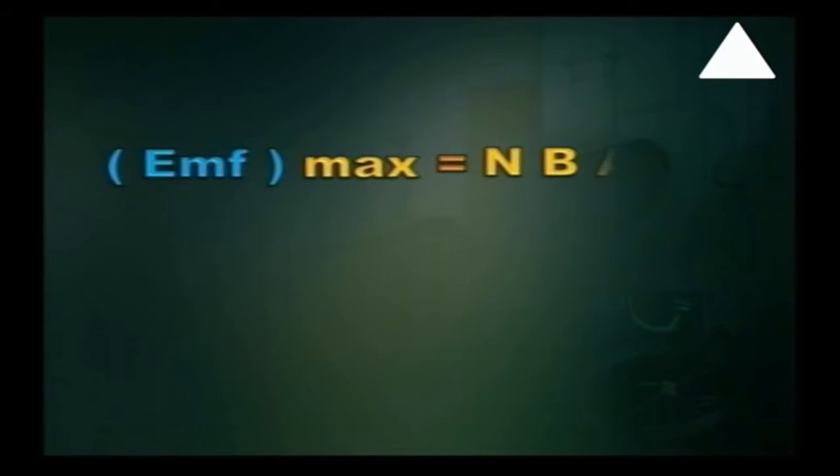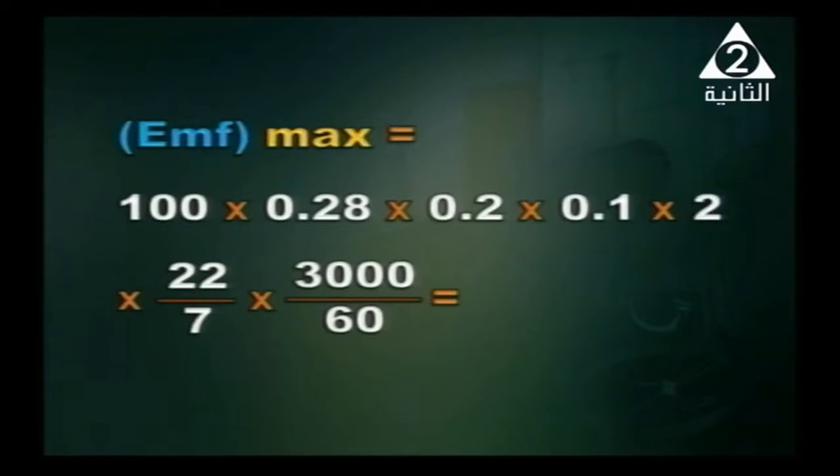EMF maximum, yes, is given by the expression NBA omega. Omega equals 2 pi f. So EMF maximum equals 100 number of turns, magnetic flux density 0.28, length and width should be in meter, so 0.2 times 0.1 times 2 times pi, 22/7. Frequency is given in minutes, so it is converted into seconds, divided by 60. So maximum EMF equals 176 volt.